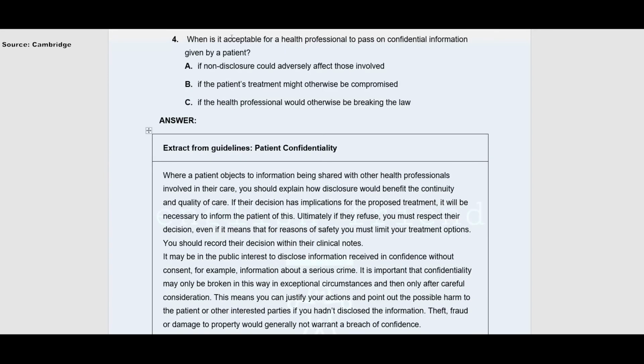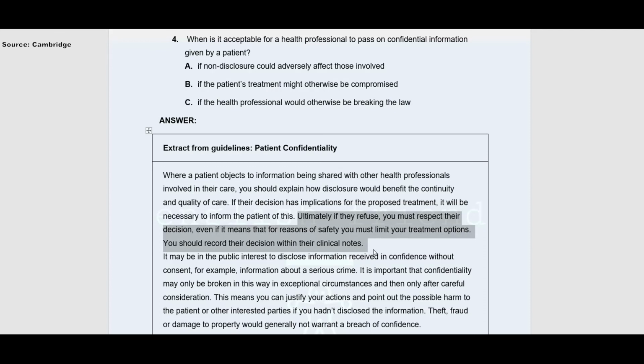Question number 4. When is it acceptable for a health professional to pass on confidential information given by a patient? When we go through the paragraph, we can find that where a patient objects to information being shared with the other health professional involved in their case, you should explain how disclosure would benefit the continuity and quality of care. If that decision has implications for the proposed treatment, it will be necessary to inform the patient of this. Ultimately, if they refuse, you must respect their decision, even if it means for reasons of safety, you must limit your treatment options. You should record their decision with their clinical notes. This is not what the question is about.